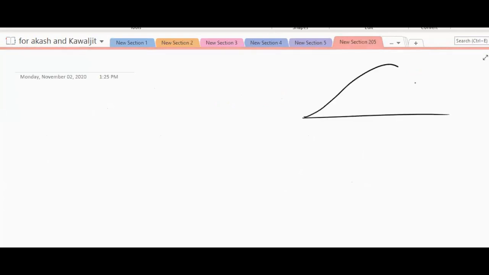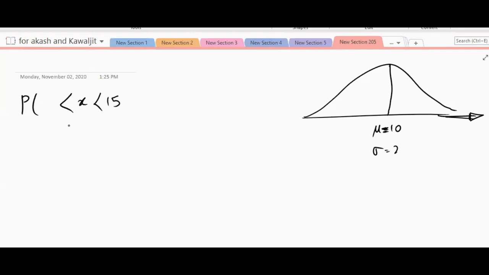A little more difficult. Still the scenario is the same. Mean is 10, standard deviation is 2, direction of x-axis. And I ask you, what is the chance that something happens between 12 and 15?